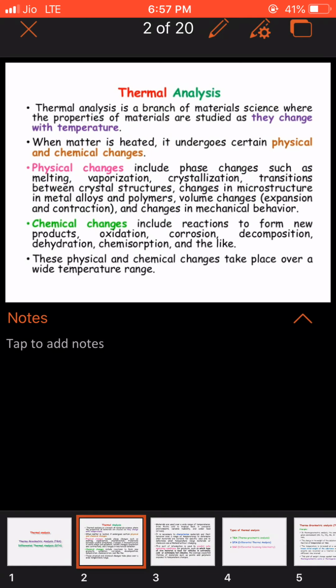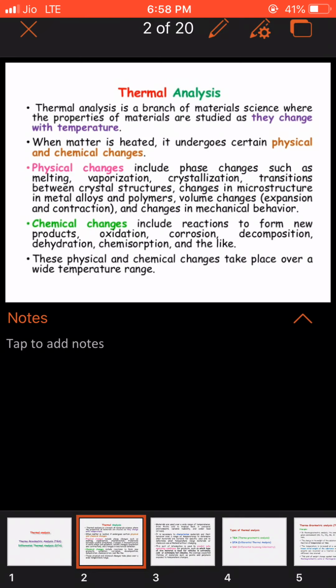And then volume change can also occur, like expansion and contraction. For example, in summer, you could see that your house door will not work properly, because if it is a metal door, due to the heat in the summer, the metal will absorb heat from the atmosphere and that metal will expand, its volume will increase. So it's a kind of volume change. That's why the door gets stuck.